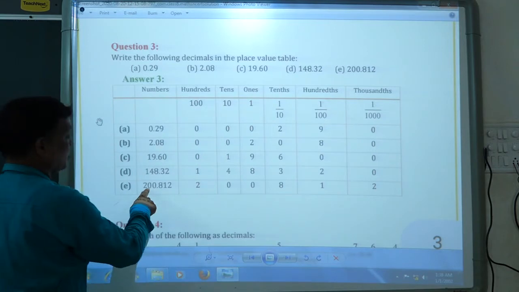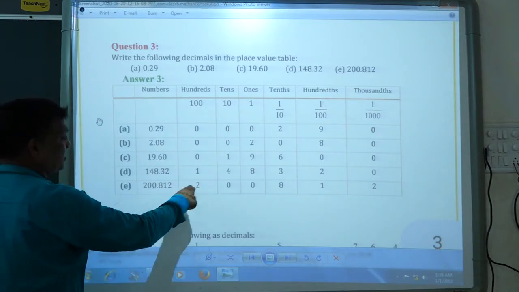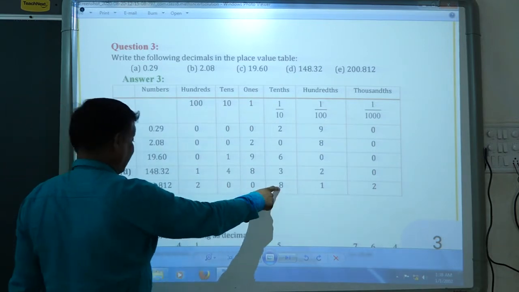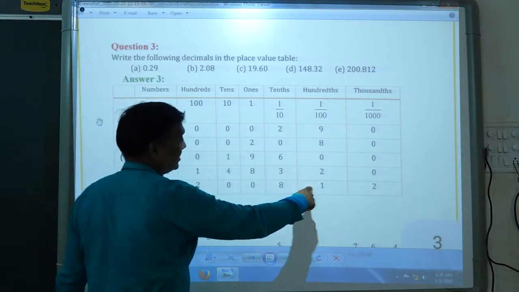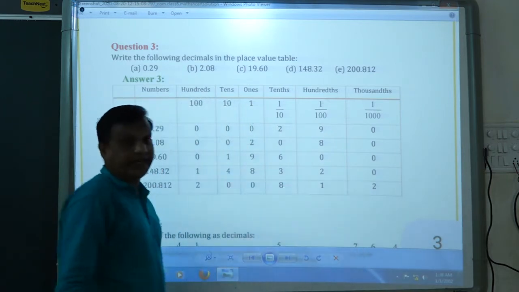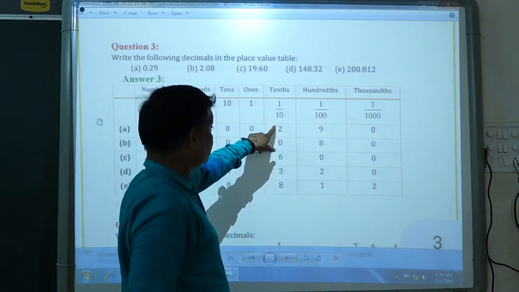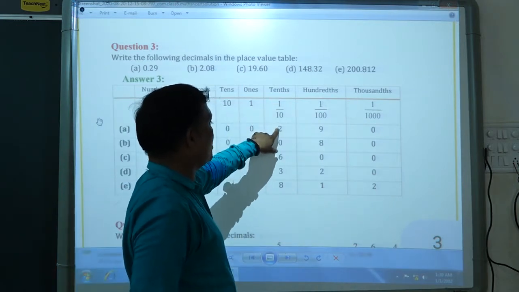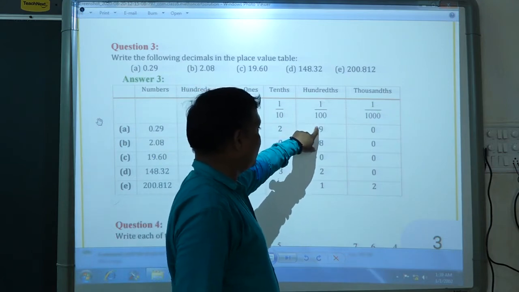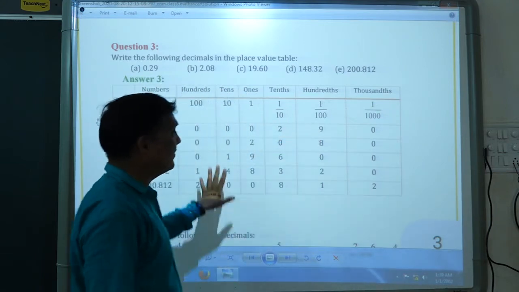Last one, 200.812: 2 hundreds, 0 tens, 0 ones, 8 tenths, 1 hundredths and 2 thousandths. Okay, dear, understand? This number, 1 upon 10, here you can write 2 upon 10. This is 9 upon 100. In this way, you can convert this.